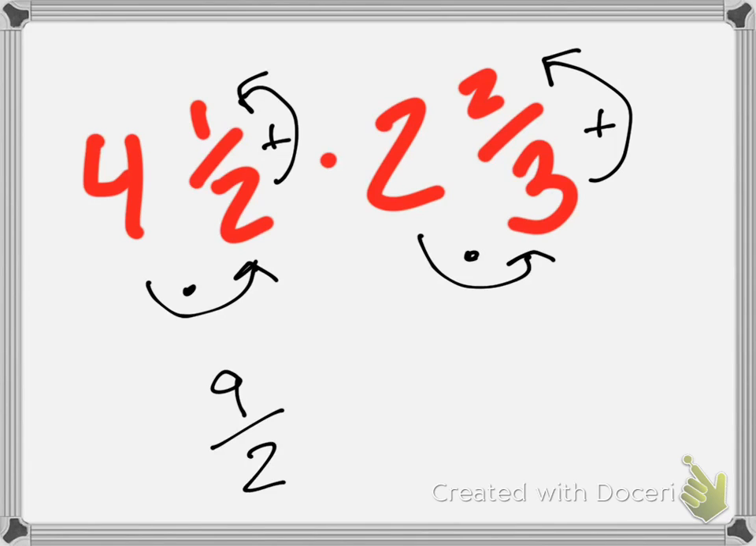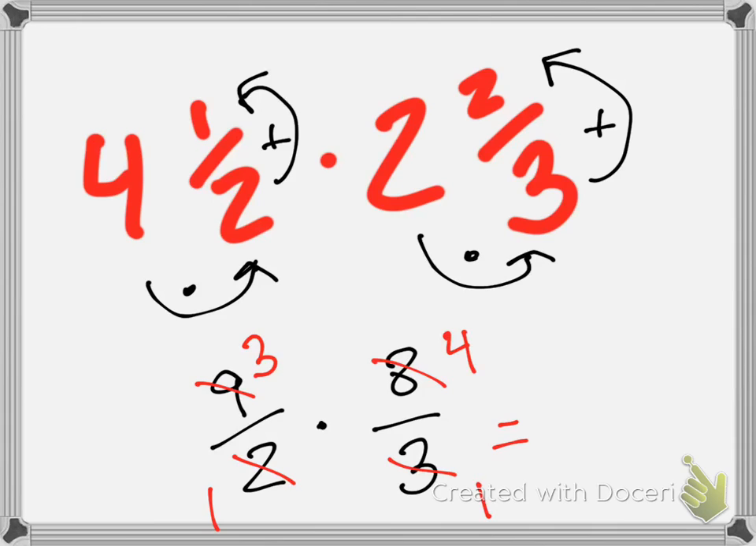So we get 9/2 times. What's 2 times 3, Rocco? 6. We add that to 2. What do we get? So we get 8/3. Excellent. Can I cancel anything? Yes. So we can cancel both. 9 and 3 becomes 3 and 1. 8 and 2 becomes 1 and 4.